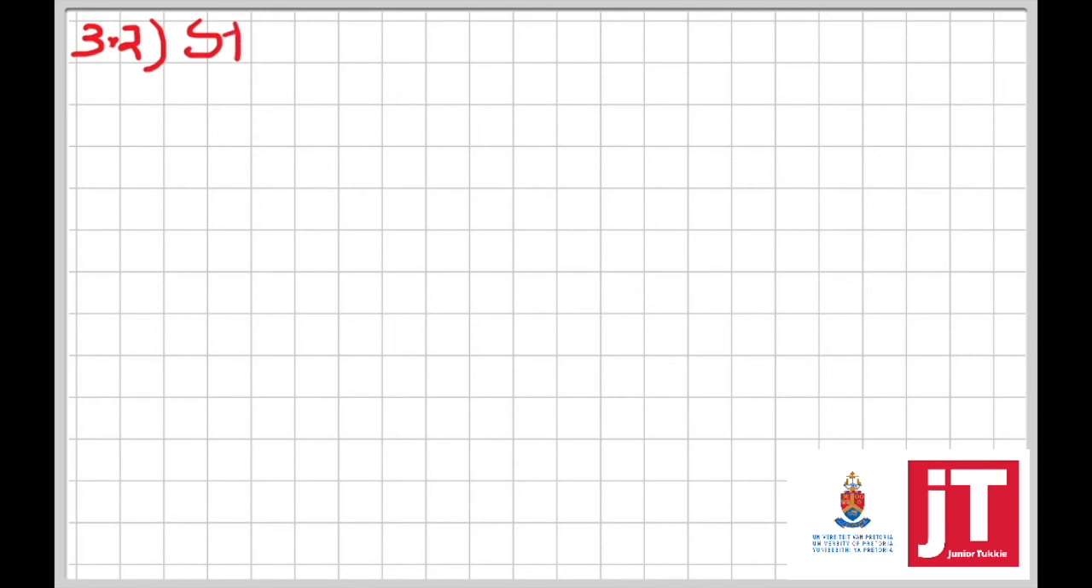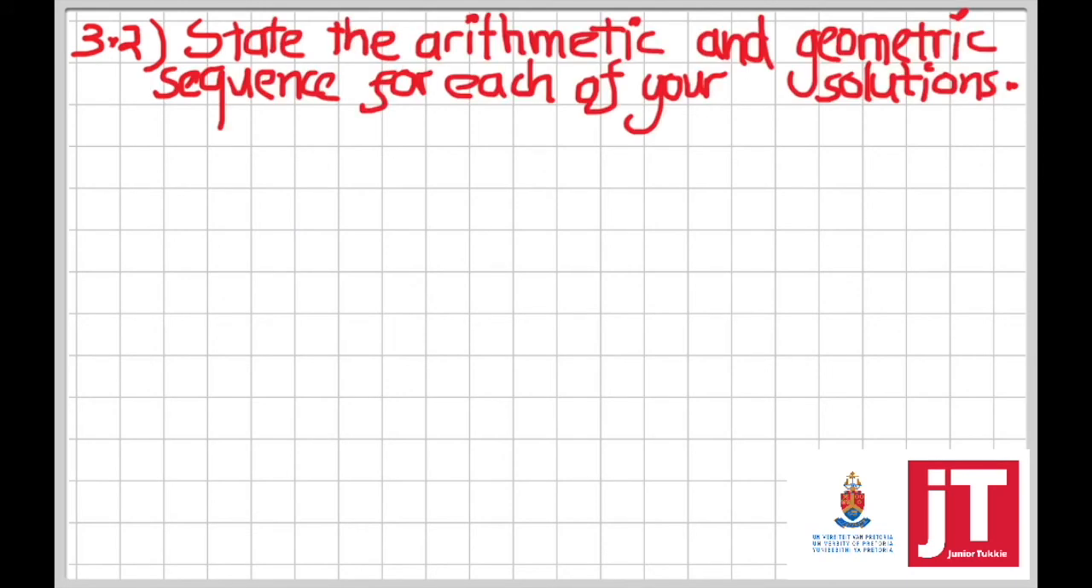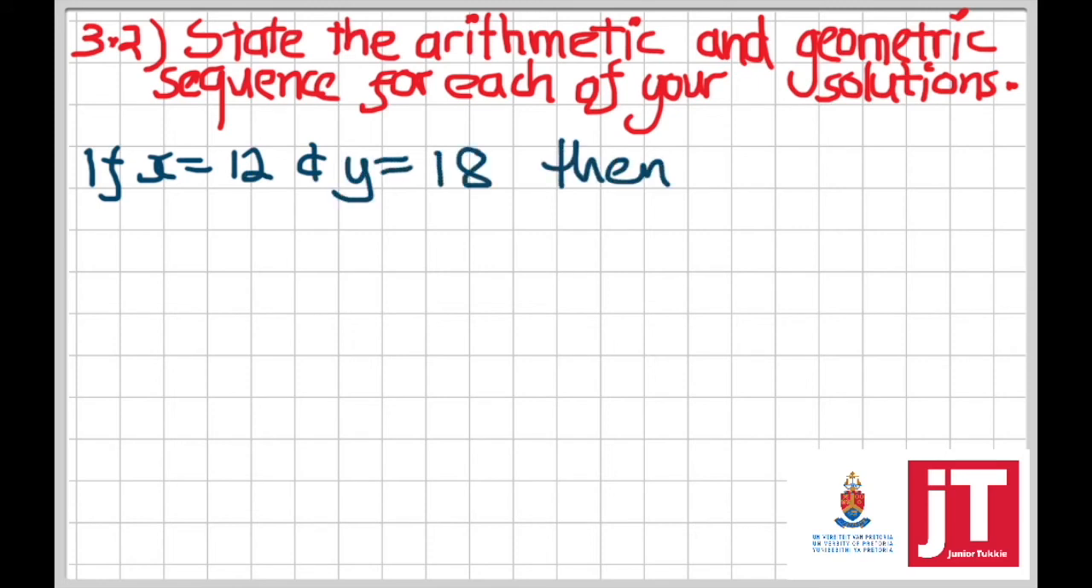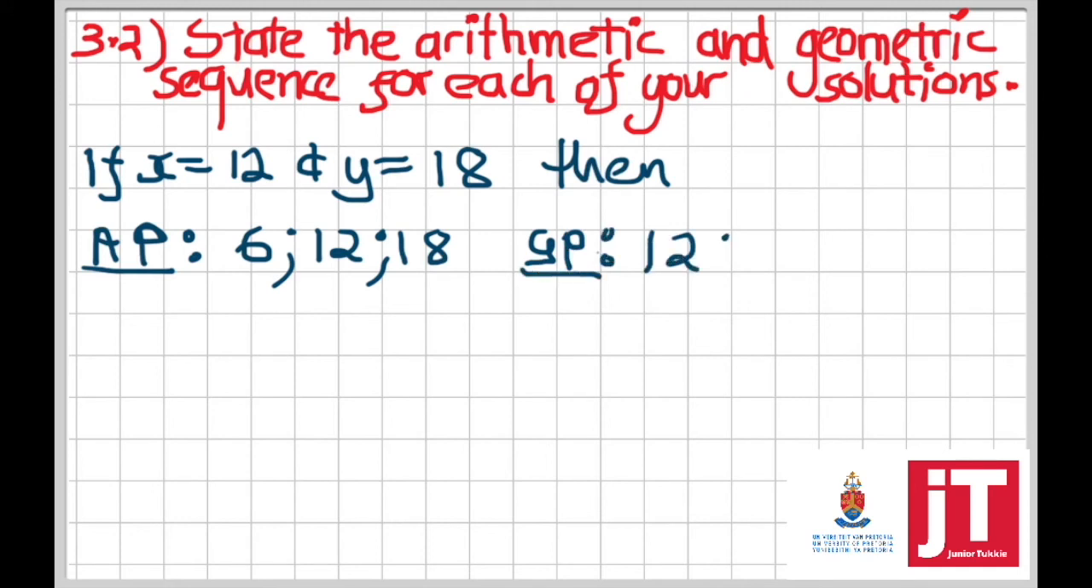Part B, or 3.2. We want to state the arithmetic and geometric sequence for each of the solutions. Right, so we're going to start with when x is equal to 12 and y is equal to 18. So to state our AP that we're going to form from that one, it will be 6, 12, and 18. For the geometric part, it would be 12, 18, and 27.